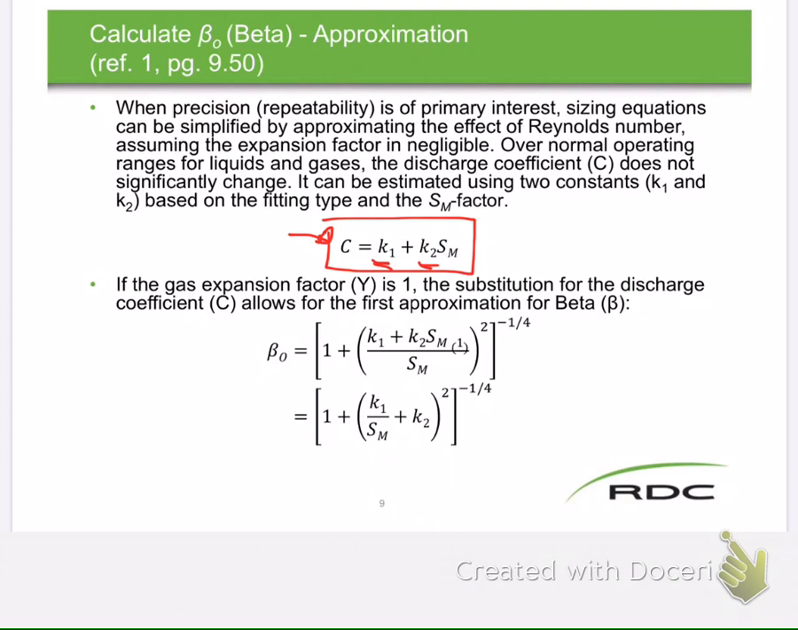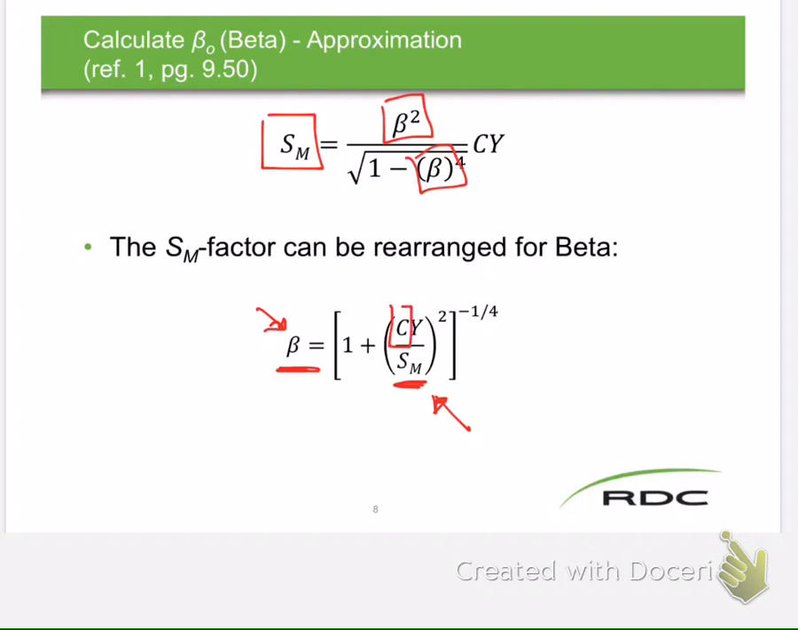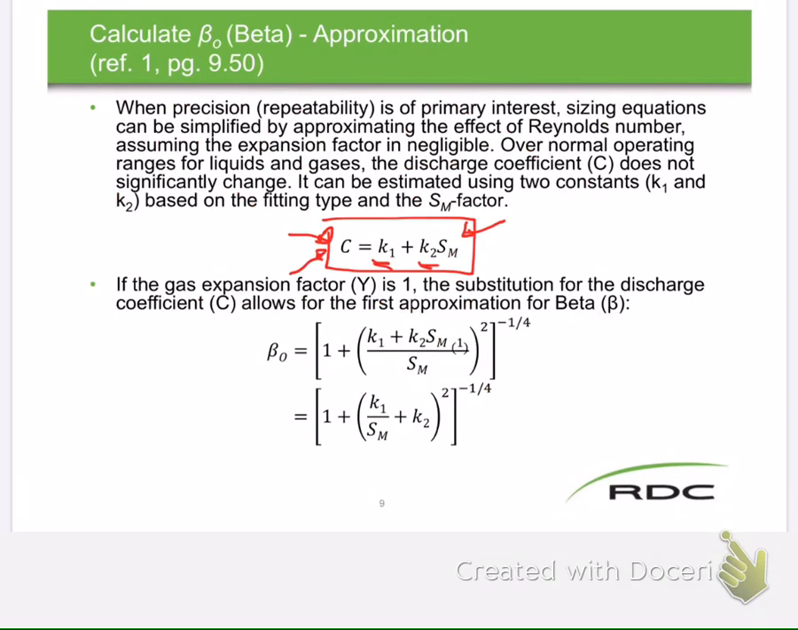To figure out our first approximation here, we're going to need to know this C value, which is the discharge coefficient. It can be approximated if we know the sizing factor that we calculated in the slides from before. And you can see that if we go back over here, our first approximation at C, we need to know that, and that's what this formula right here is giving us. And so K1 and K2, you're going to see in the slides coming up, are going to be different depending on the type of meter run you're using.